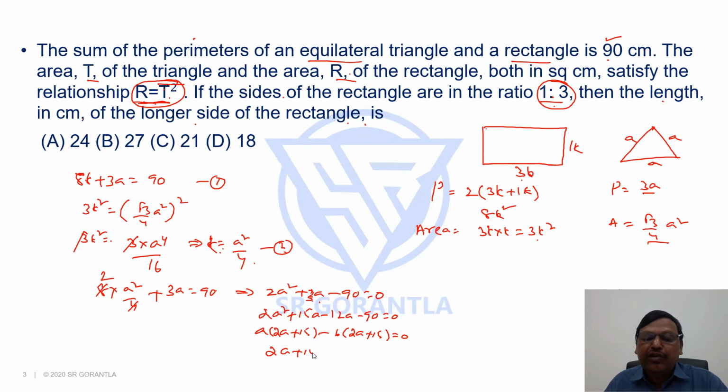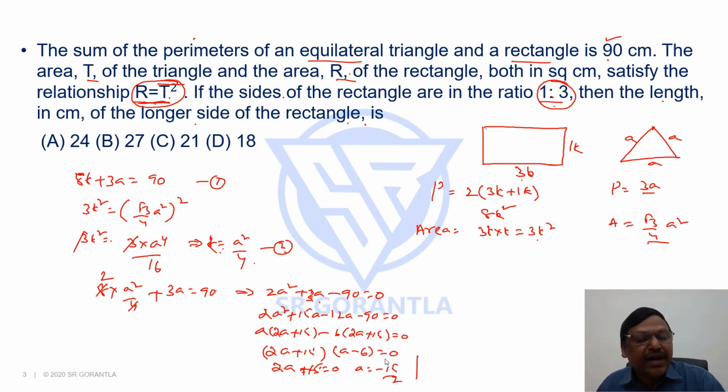2a plus 15 into a minus 6 is 0, which means 2a plus 15 equals 0, or a equals minus 15 by 2, or a minus 6 is 0, or a equals 6. But here a is the side of the equilateral triangle, it cannot be negative, hence this is ruled out. So a is 6 is what we have.